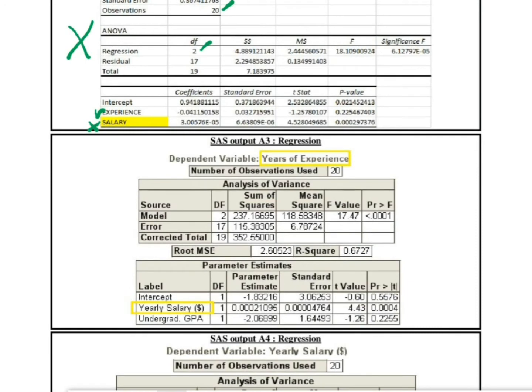A3, n is 20, correct. Here degrees of freedom 2, x1, x2, correct. And here yearly salary, y is here, false. The 2 must be only x1, x2, not y, so not this one.